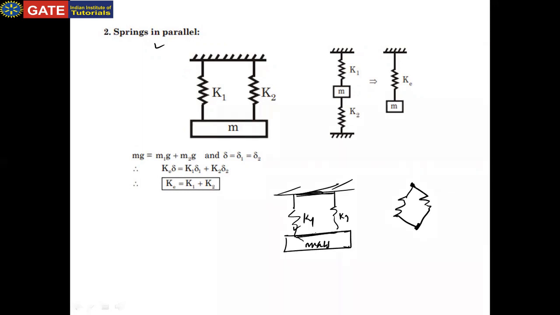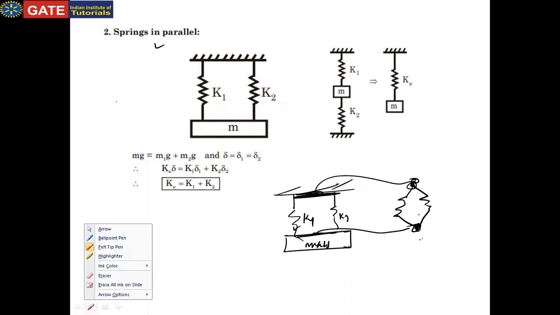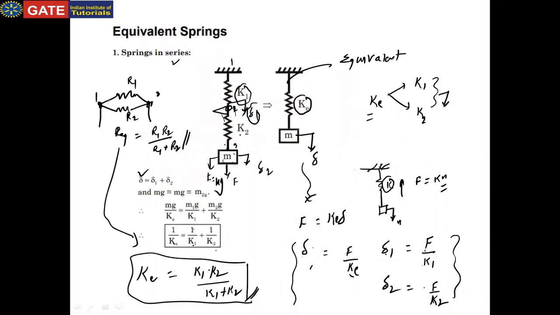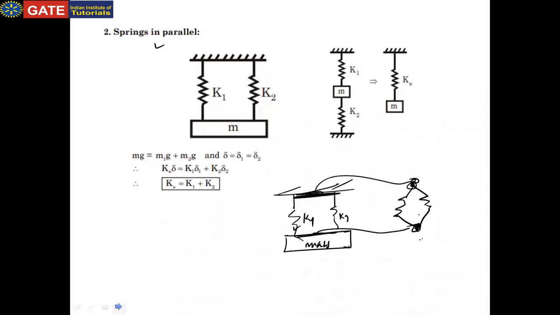Because here the connection must be same. Here both are connected to the same body, so it is same. At the same end, two different spring connections you are getting at the same point, it is called parallel. I told you here, parallel resistance, check. See, the same point will have two connections, so it is called parallel connection. All right, so this is the parallel.